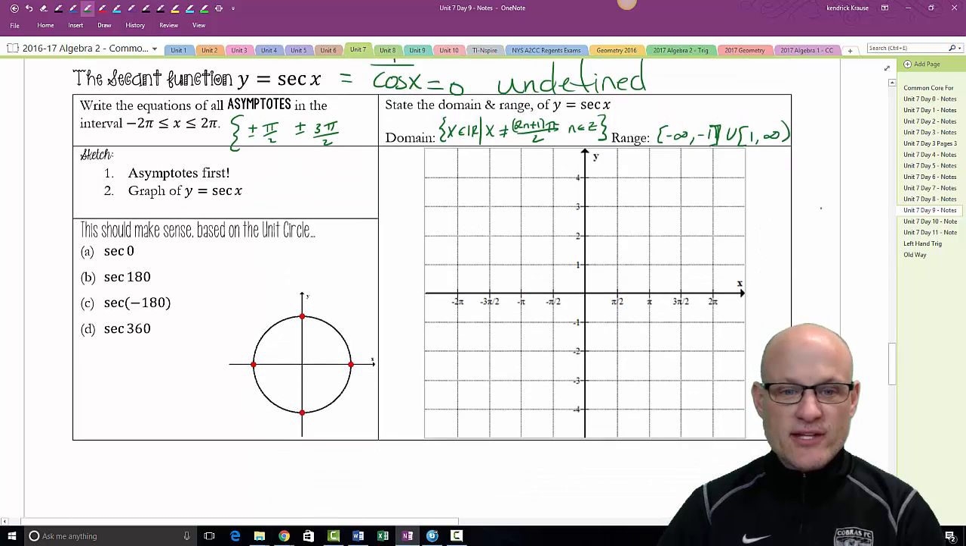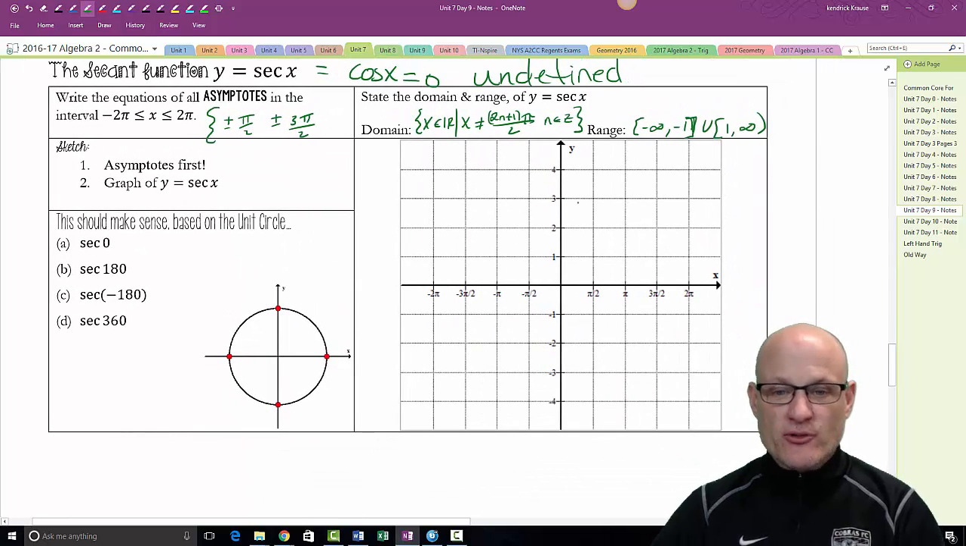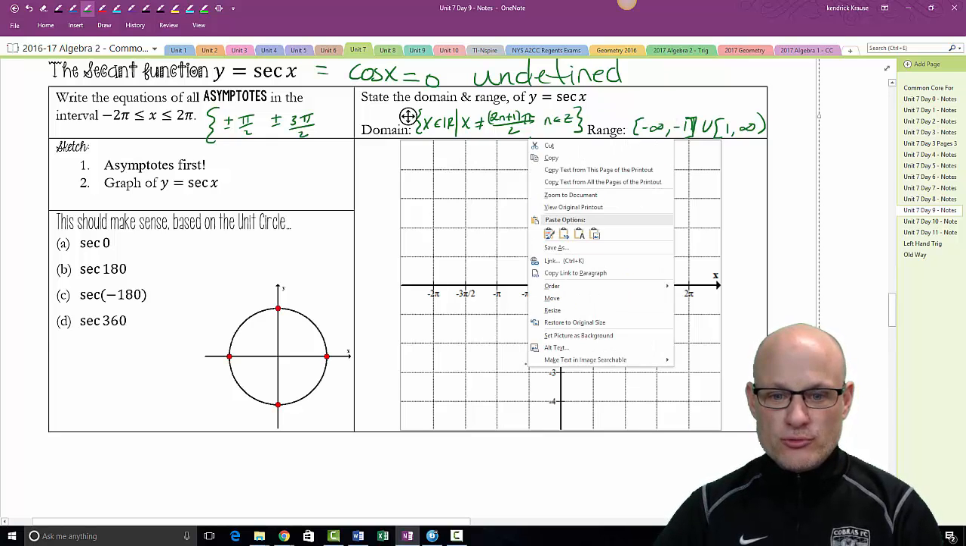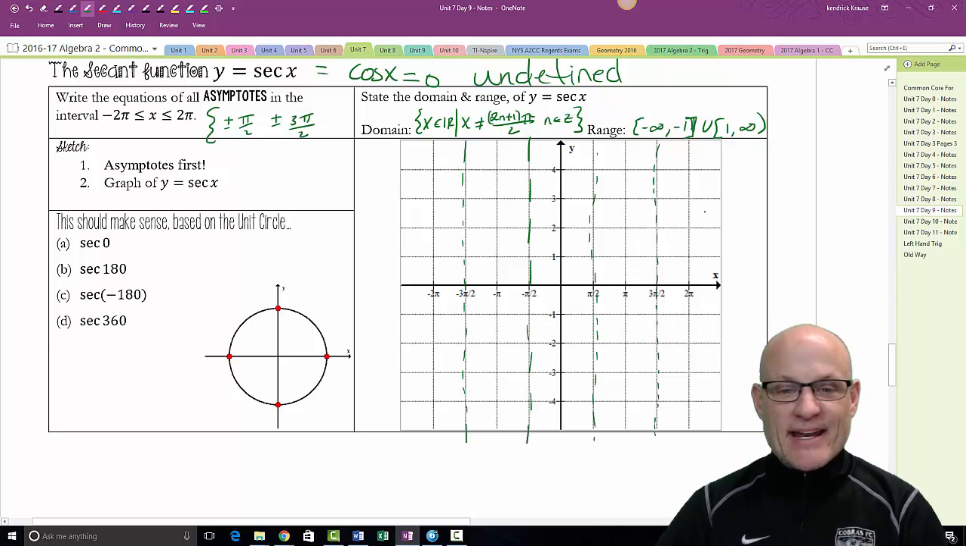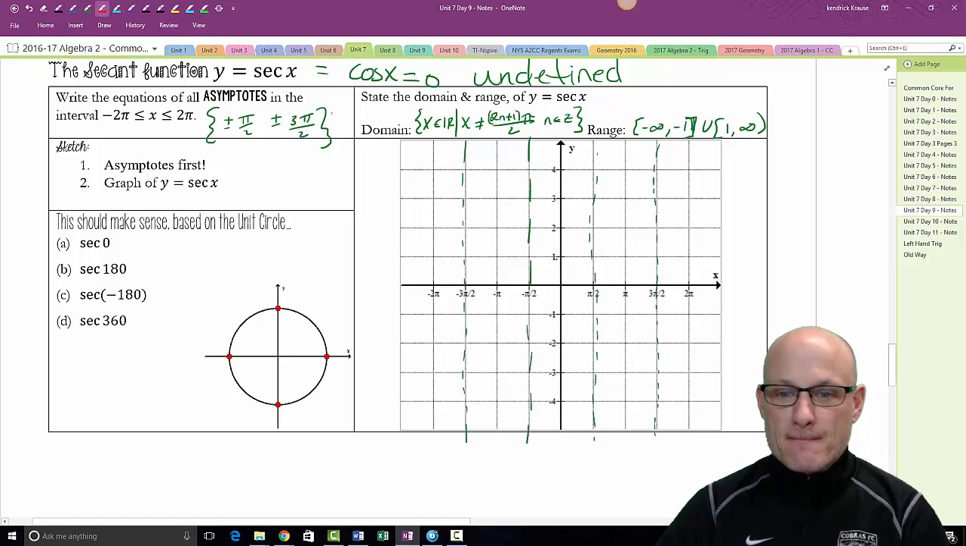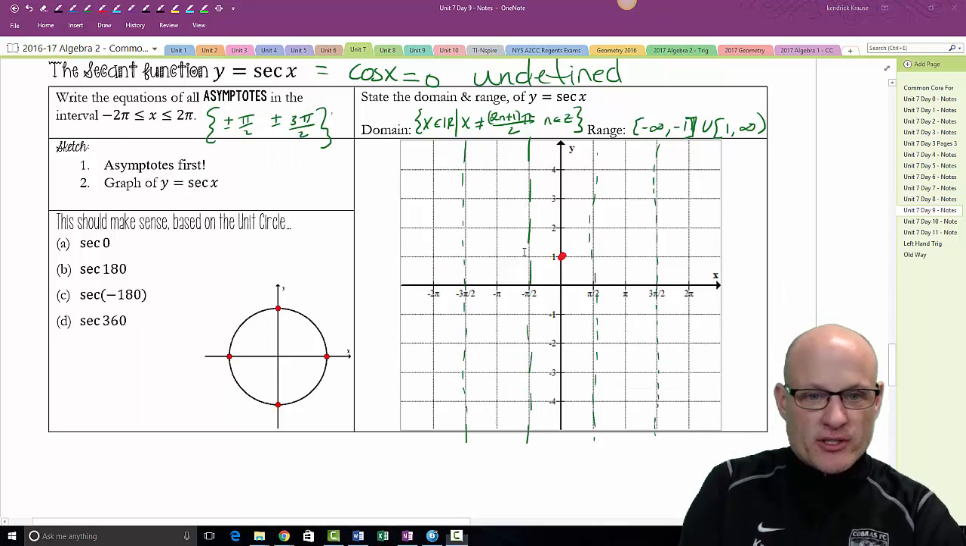All right, so let's take a look and see how this one works. Asymptotes first. We're going to draw in our asymptotes. I think I was pressing a button, so that's why I did that. Asymptotes: pi over 2, negative pi over 2, 3 pi over 2, negative 3 pi over 2. And at 0, cosine is 1. So let's make sure we get a picture of what this is going to look like.